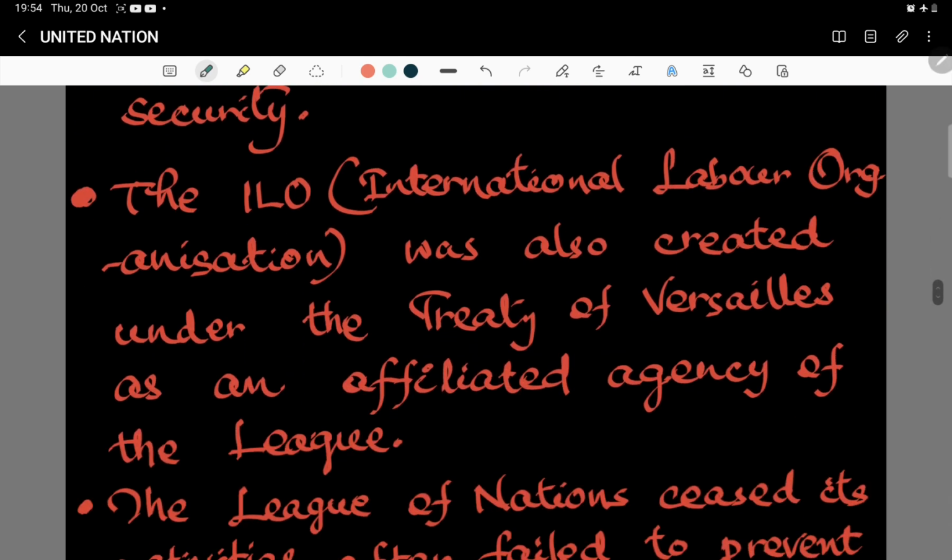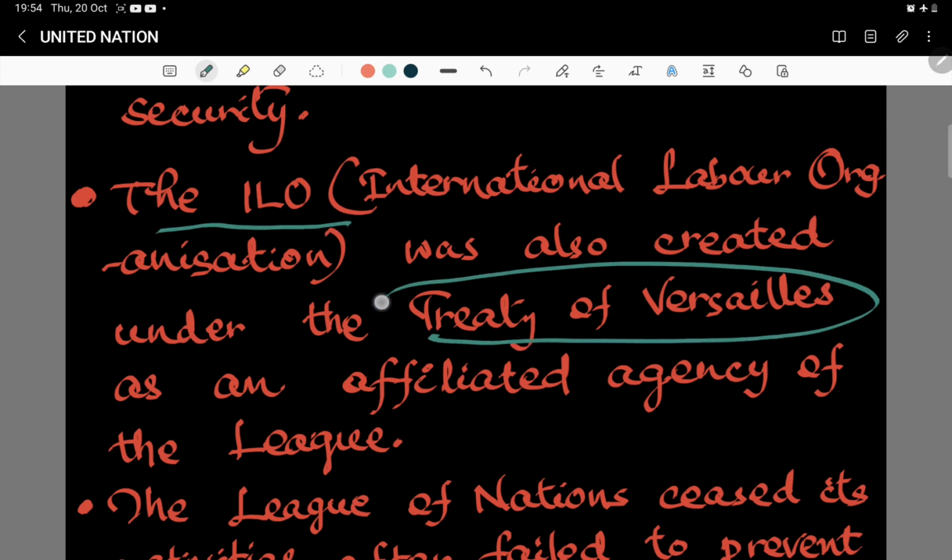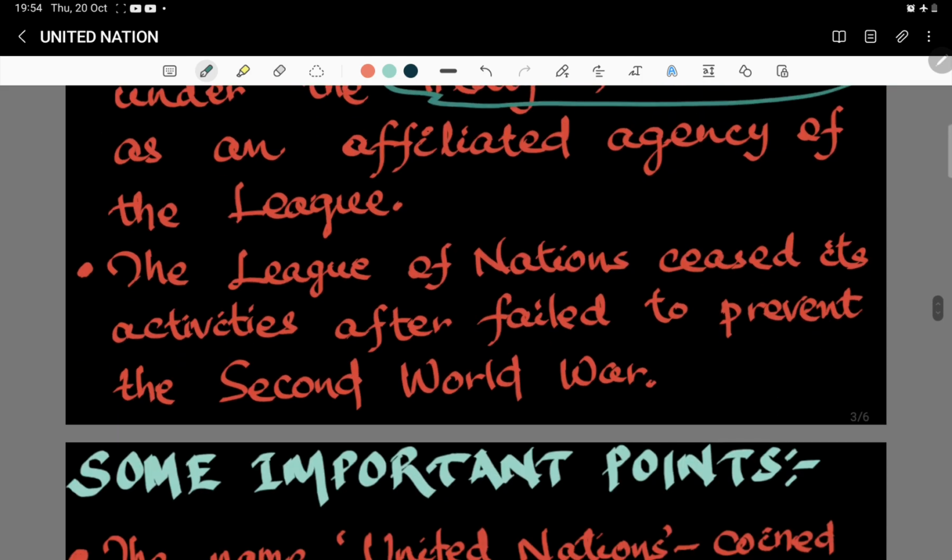The International Labour Organization was also created under the Treaty of Versailles. So under the Treaty of Versailles, two organizations were established: the first one, the League of Nations, and the second one, the International Labour Organization. The League of Nations ceased its activities after failing to prevent the Second World War.